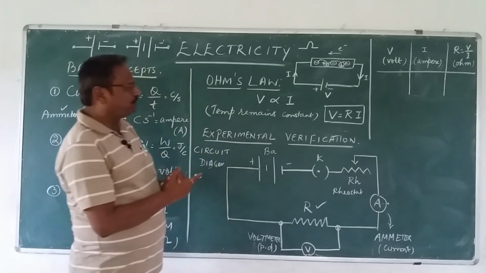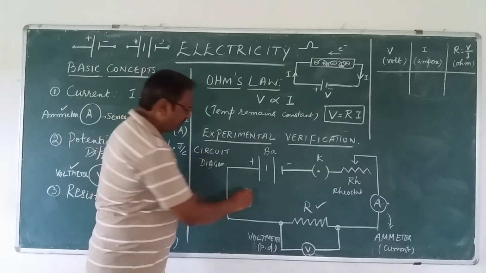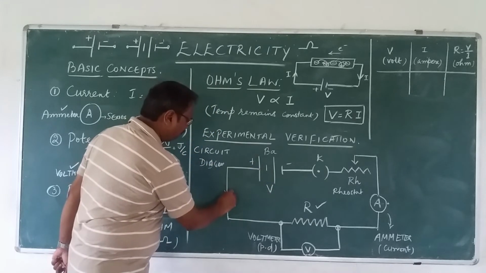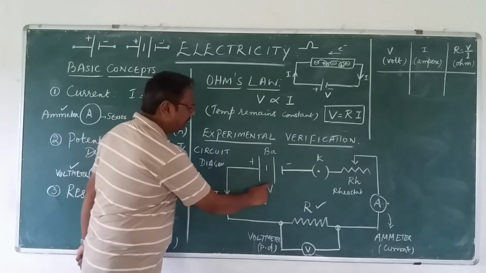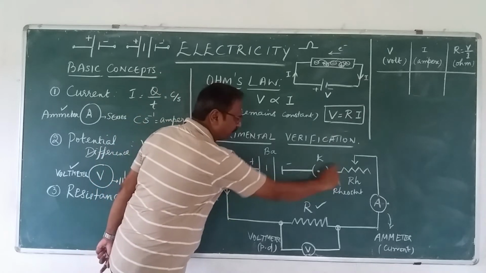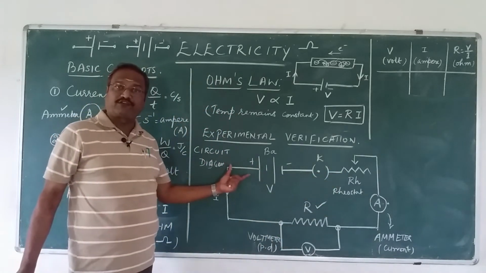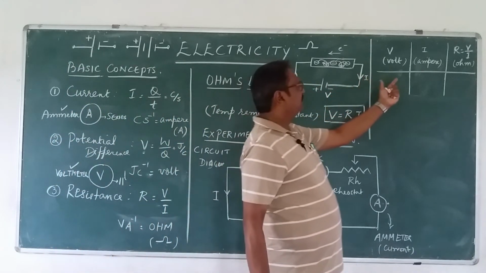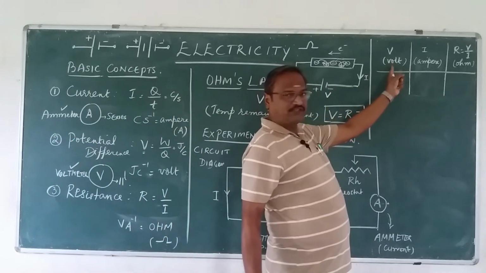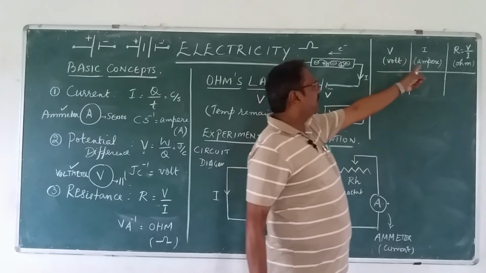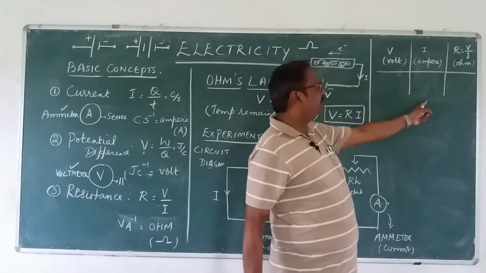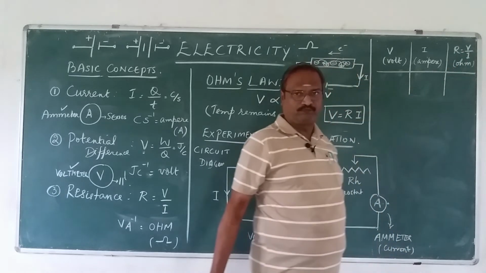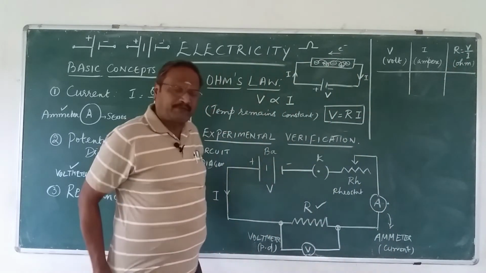Now what are we going to do? From the battery, the potential difference is being offered and a current is flowing through the conductor, right? And we vary the potential difference and current using the rheostat. The tabular column is here. Voltage, potential difference in volt, and current in the next column in ampere, and resistance is volt upon current, which is in ohm. Let us take an example.